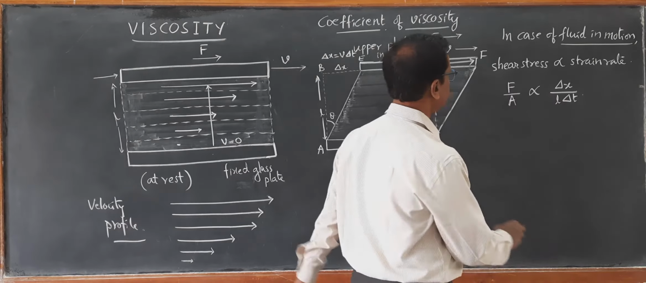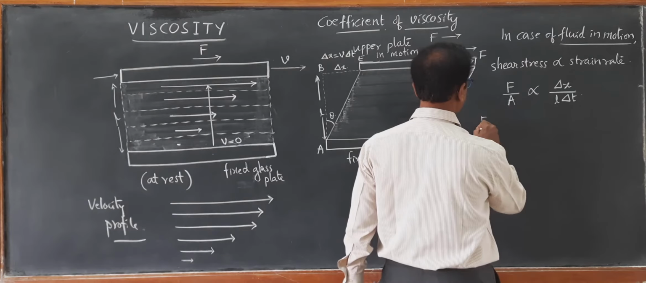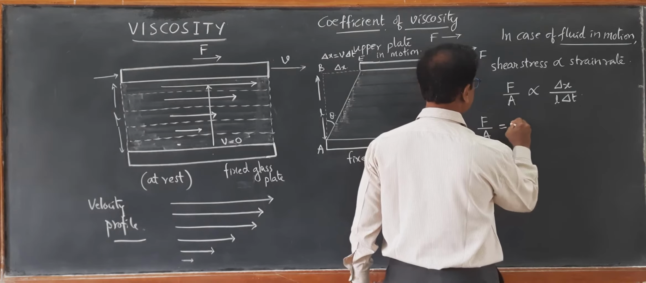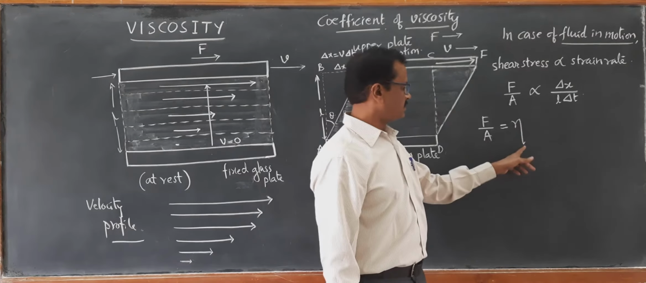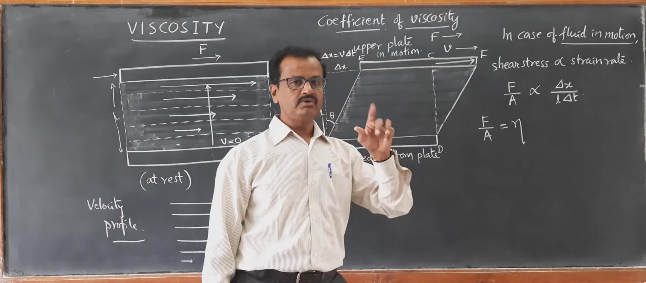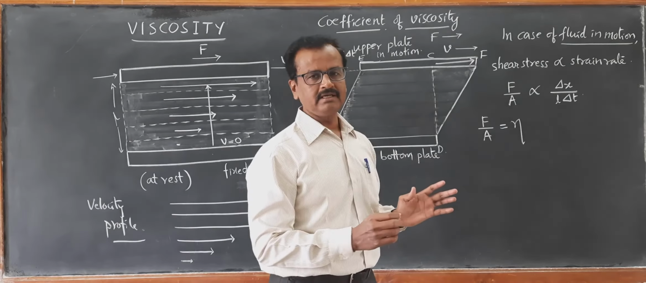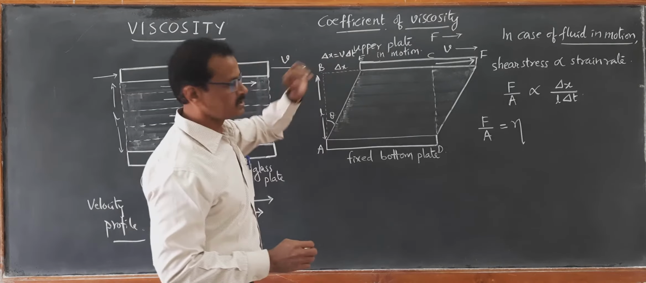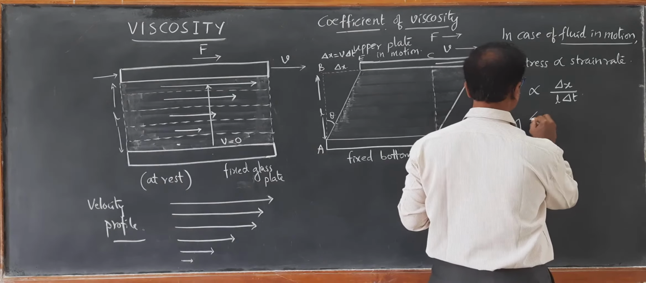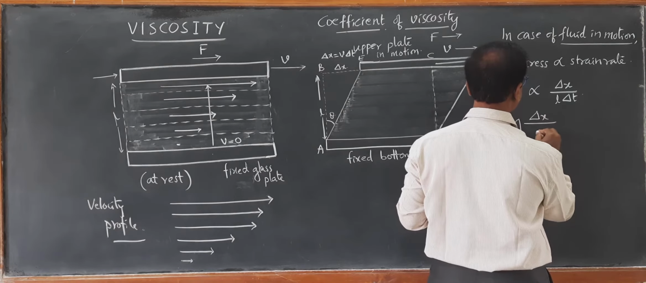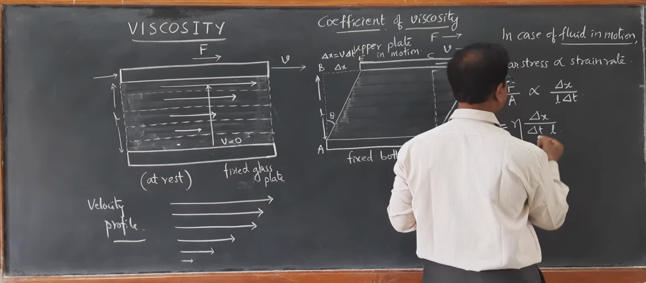So this is how we write shear stress directly proportional to shear strain rate. Now, if you take out this proportionality sign, we get a constant. That constant is denoted by eta. It looks like n, but n is elongated a bit, so it is eta. This is called the constant of proportionality, and it is further called the coefficient of viscosity. So coefficient of viscosity into delta x by delta t into L.